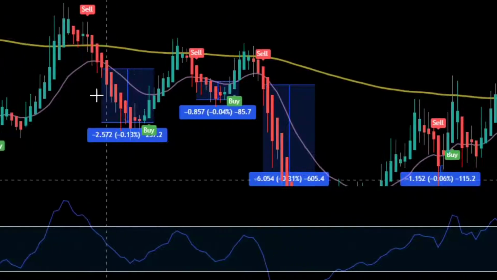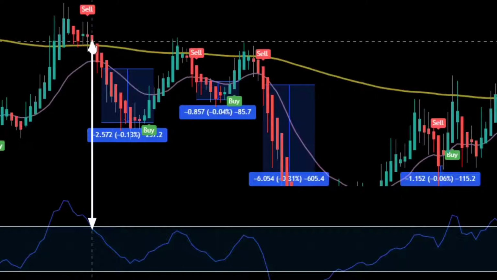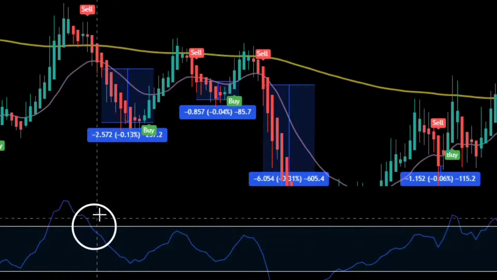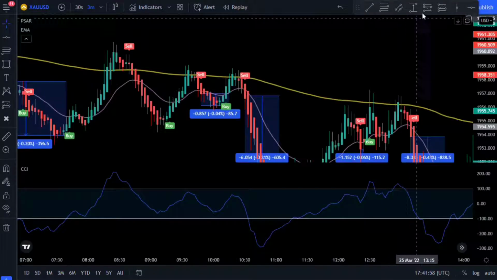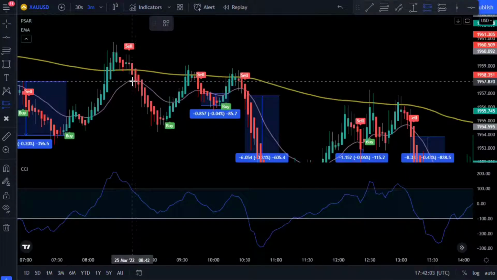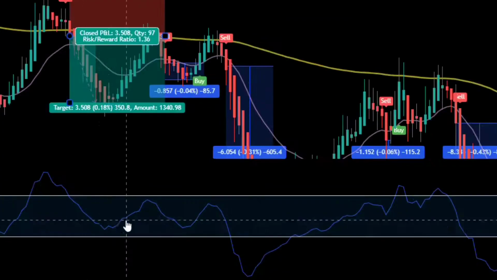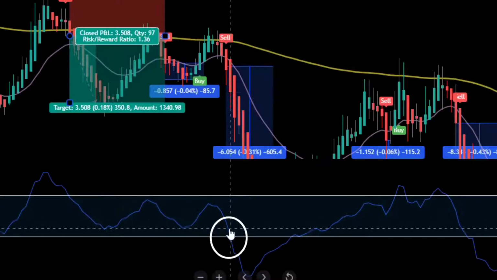The important thing is how to get out of a profitable deal with this strategy. Here the indicator issued a sell signal and CCI has confirmed this signal. I am opening a sales position here. Let's go one step further. Here it gives the second confirmation signal.